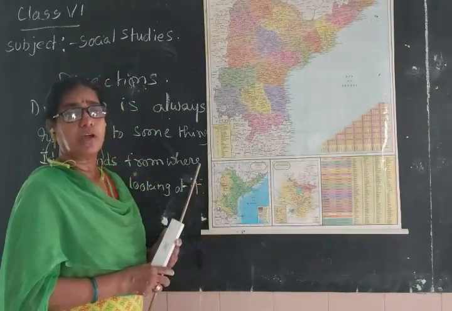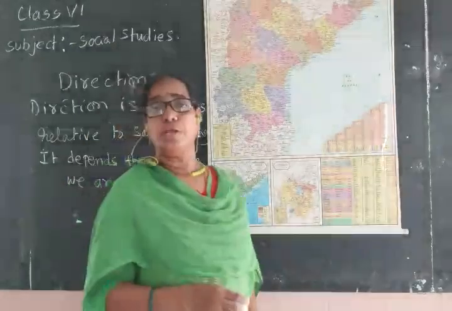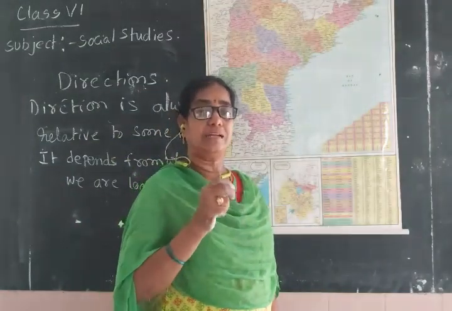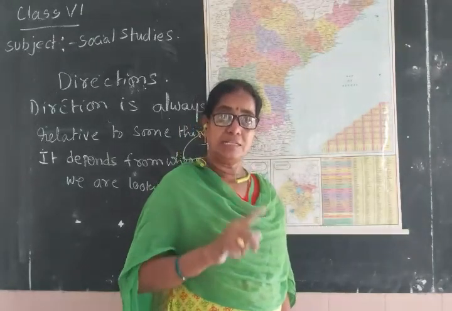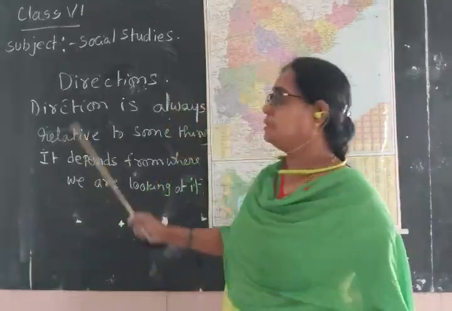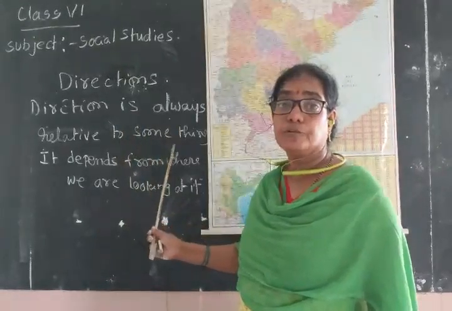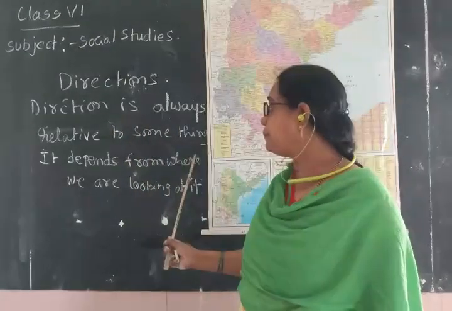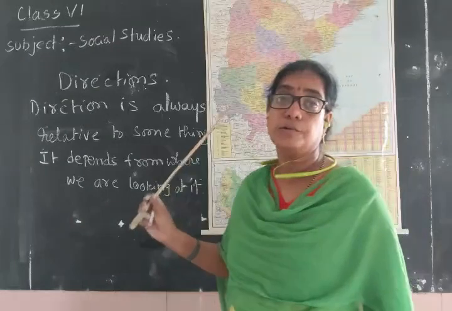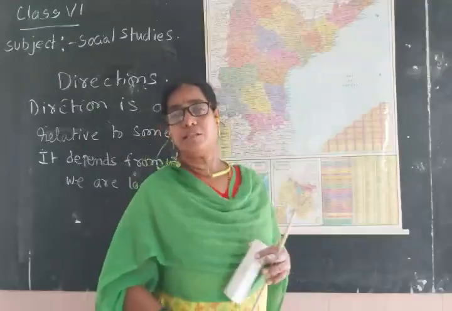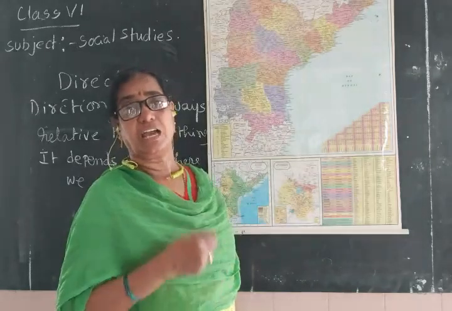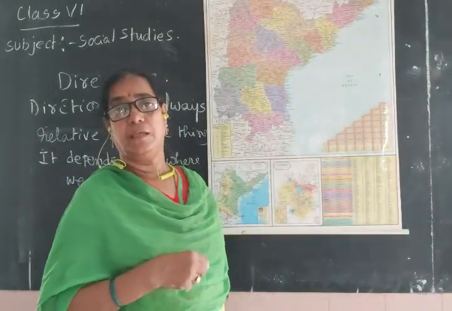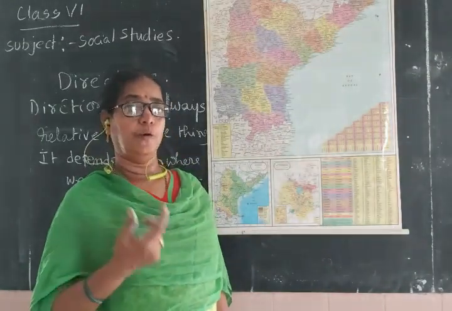Okay, so why do we need to know direction? If you know the directions, you go to the right place without any confusion. So what is a direction? Direction is always related to something, and it depends upon from where we are looking at it. Then why do you want the direction? Directions make us reach the correct place correctly. Otherwise we cannot move properly.